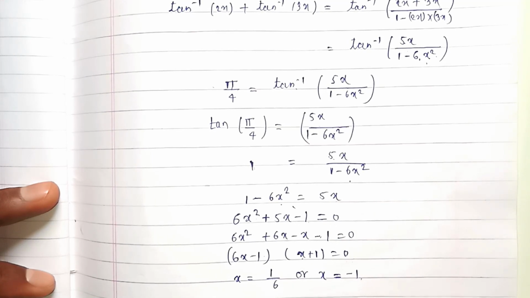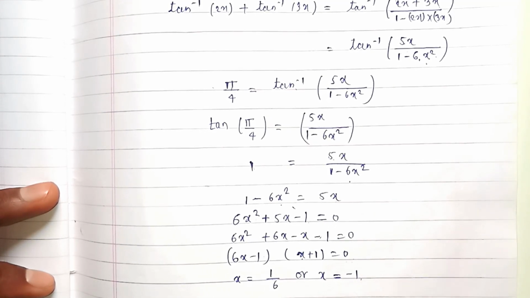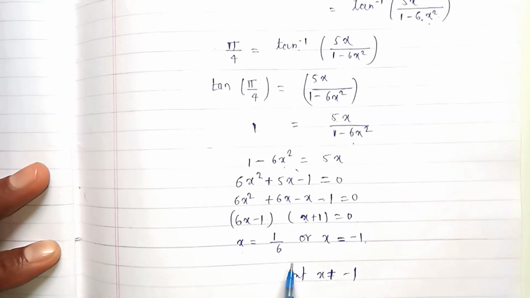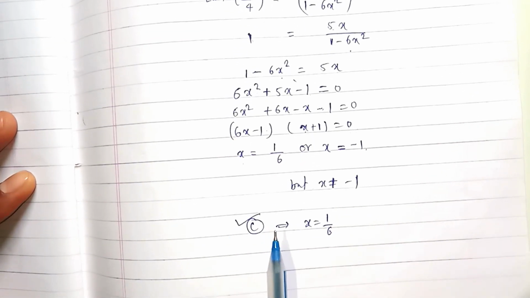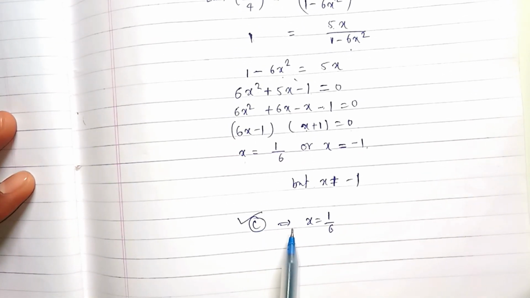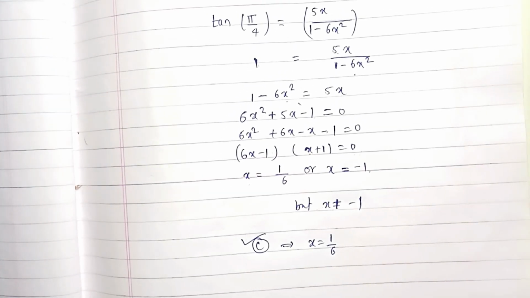But x equal to negative 1 is not possible here, because the terms come from inverse trigonometry. So the only possible value for x is 1 by 6. Our required option is x equal to 1 by 6. See how easy our solution is.